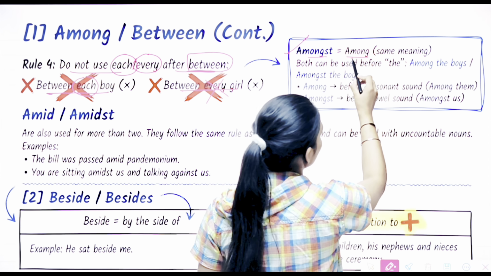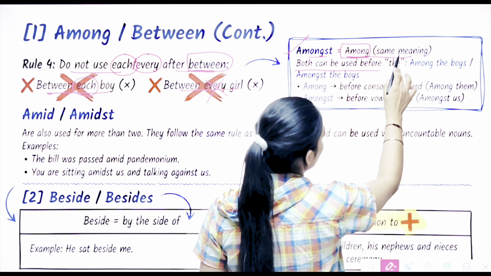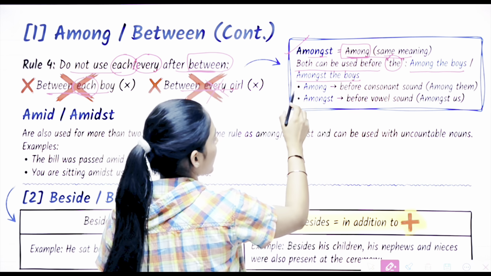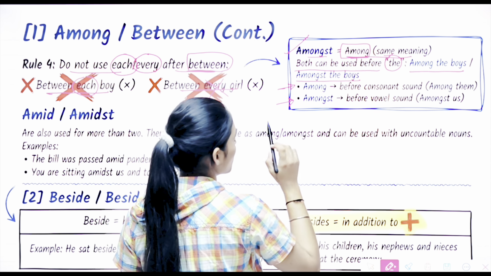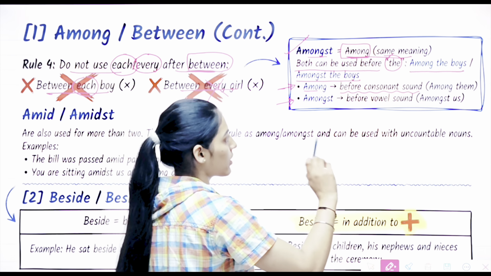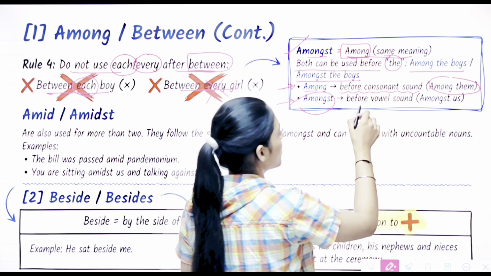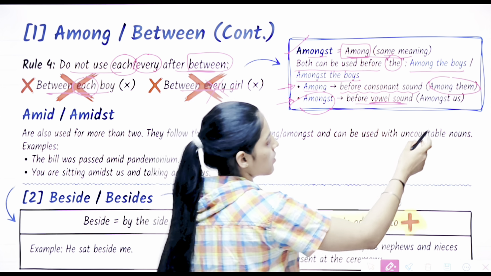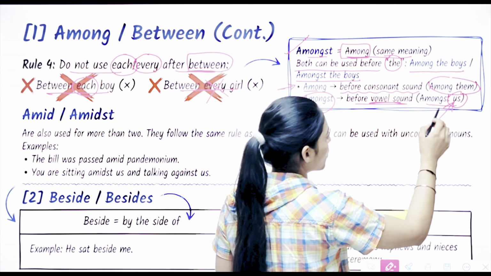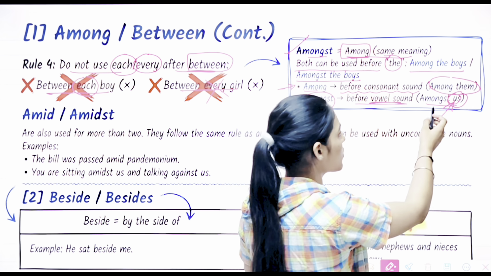Here we have a very important one, that is among and amongst. Amongst has the same meaning as among, and both can be used before the, among the boys or amongst the boys. Here is one more important thing that you need to note. Before a consonant sound we will use among, for example, among them, and amongst will be used whenever we have a vowel sound before that, for example, amongst us. So here we have a vowel sound before among, so we will use amongst.